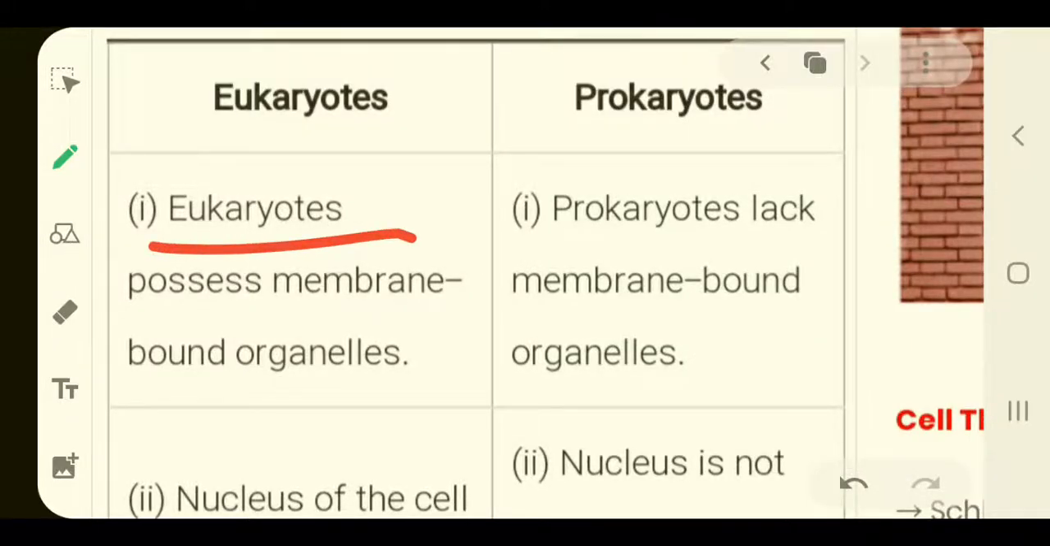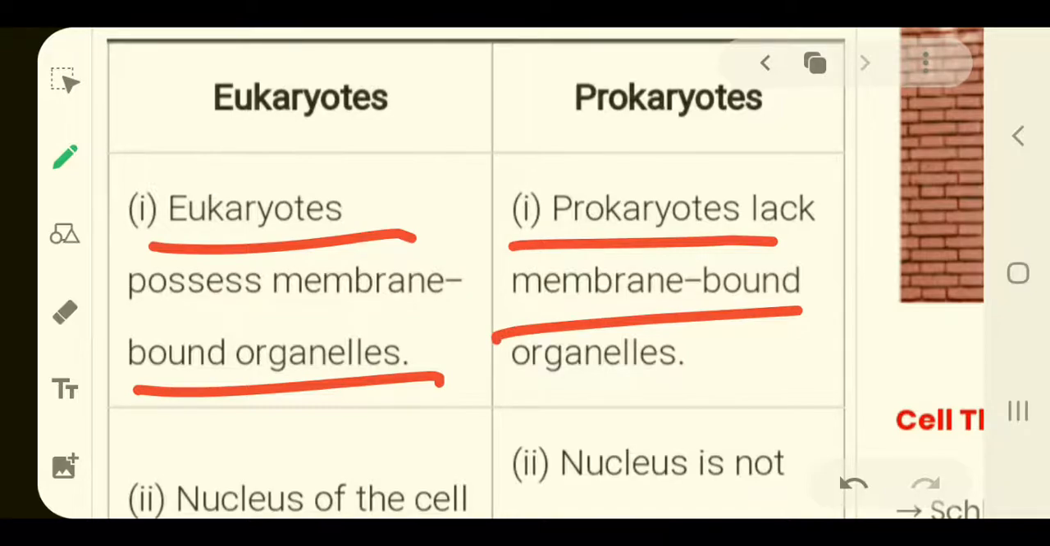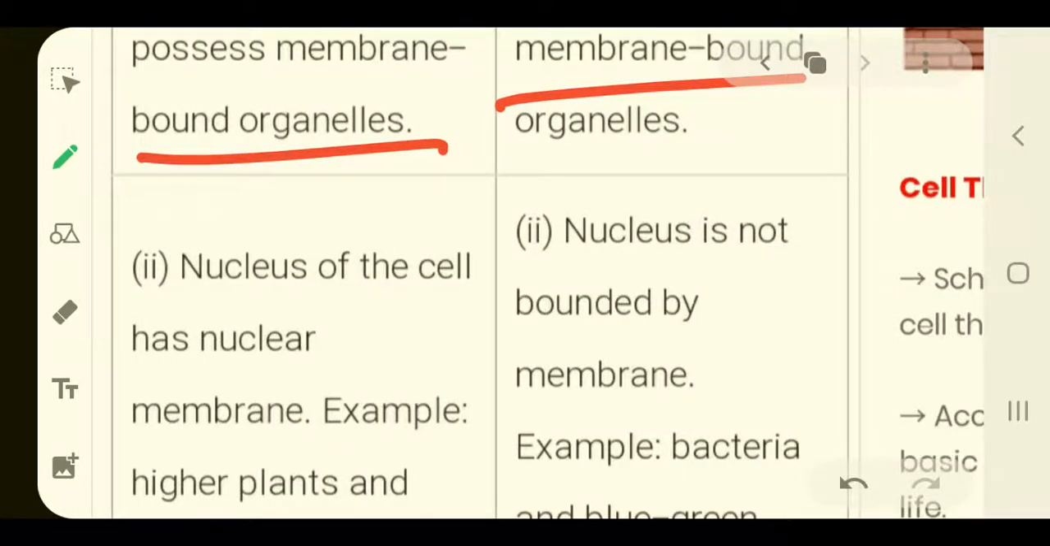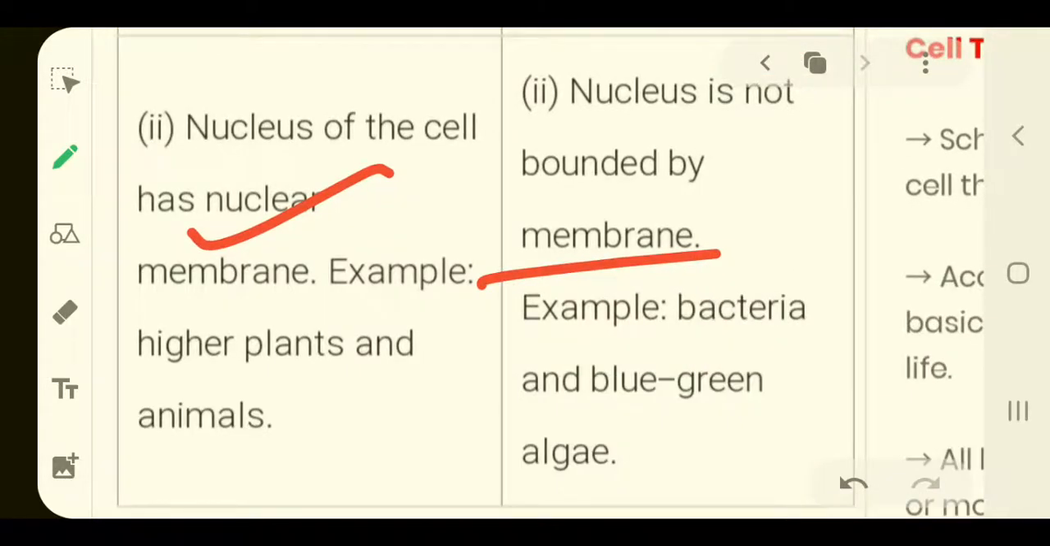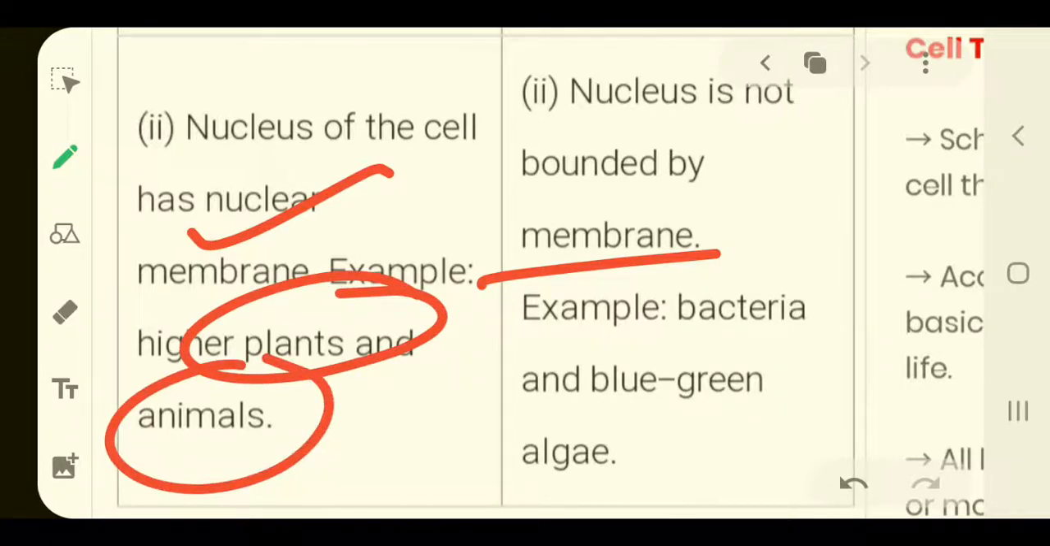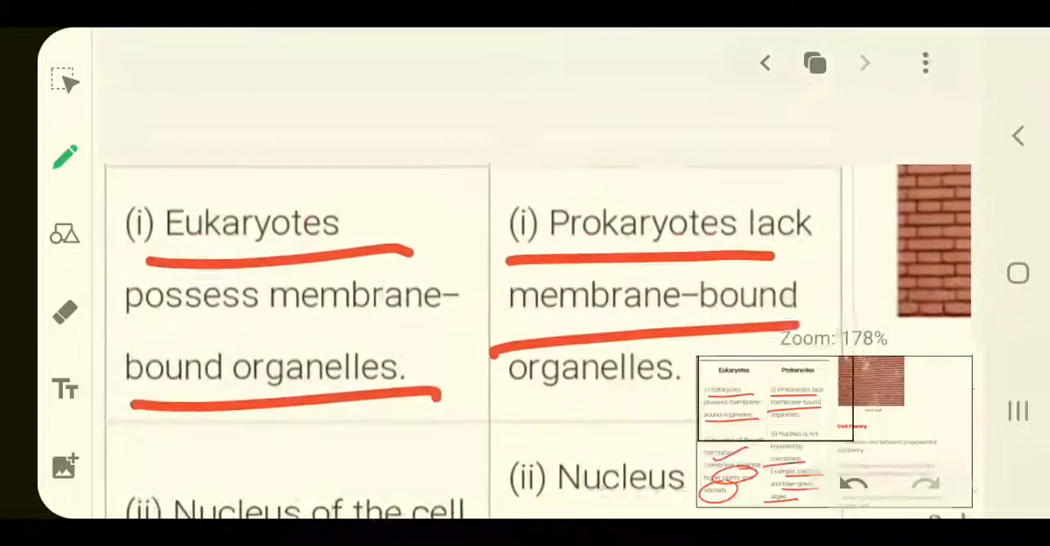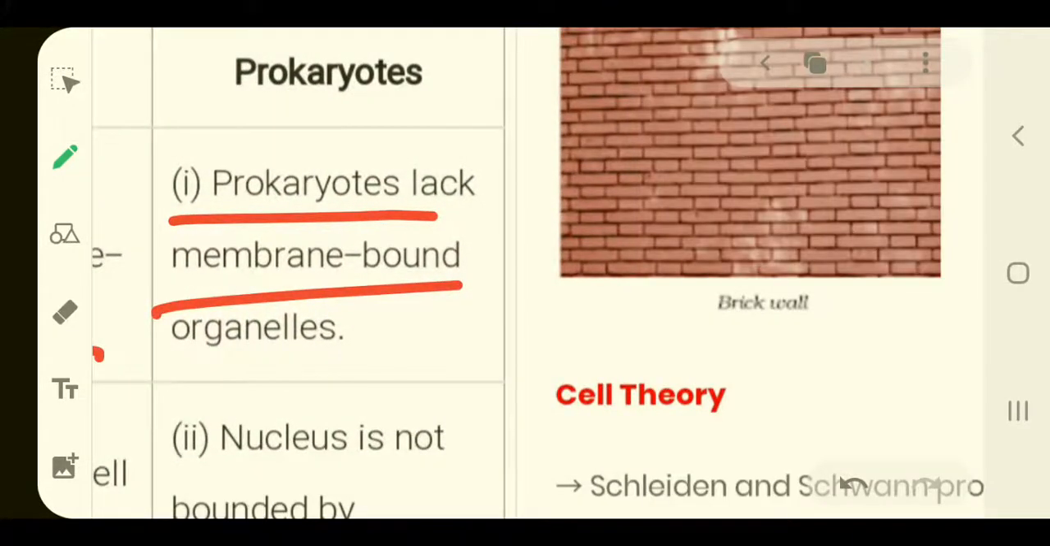So these are some of the differences between eukaryotic and prokaryotic cells. The eukaryotic cells have membrane-bound organelles. Prokaryotes don't have membrane-bound organelles. Then the nucleus of the cell has a nuclear membrane in the case of eukaryotes, while the nucleus is not bounded by a nuclear membrane in the case of prokaryotes. For examples, for eukaryotes we have all higher plant and animal cells, while for prokaryotes, all bacteria and blue-green algae are the examples. So these are some of the differences between eukaryotes and prokaryotes.